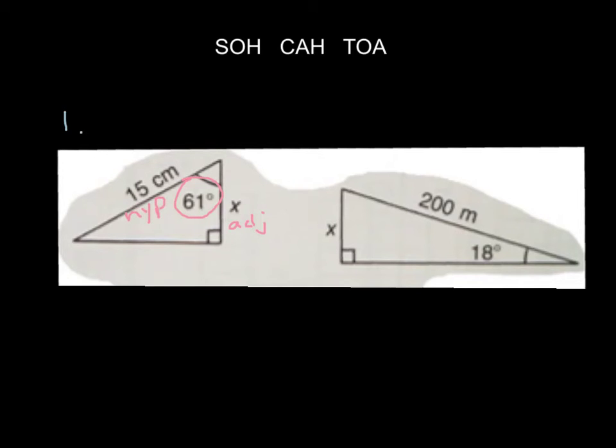So now I look at that, I say, okay, I'm looking for the adjacent side. They gave me the hypotenuse. Which trig function deals with adjacent and hypotenuse? Cosine. So I'm going to use cosine. And I always do cosine of our angle, so our angle is 61 degrees. Since cosine is adjacent over hypotenuse, adjacent side is x, hypotenuse is 15. You go x over 15 there.